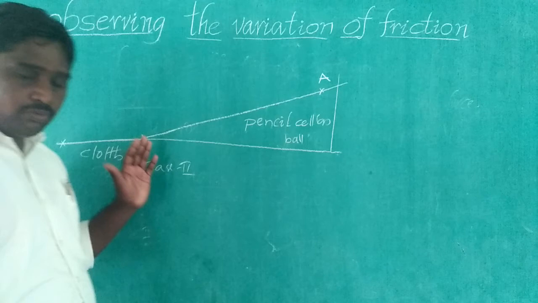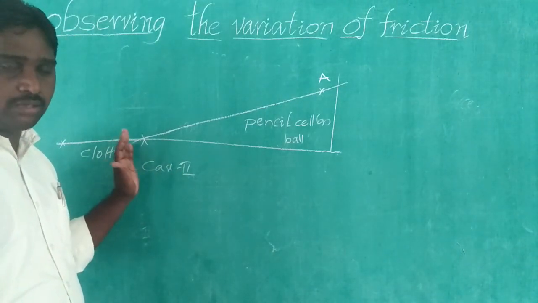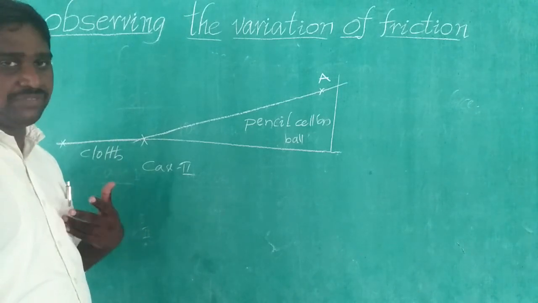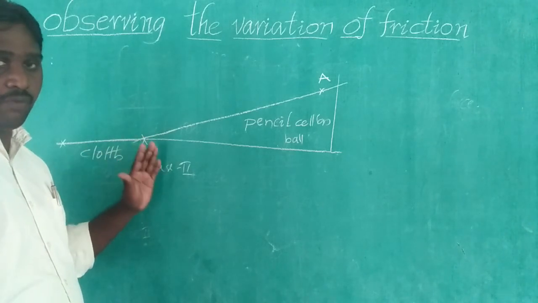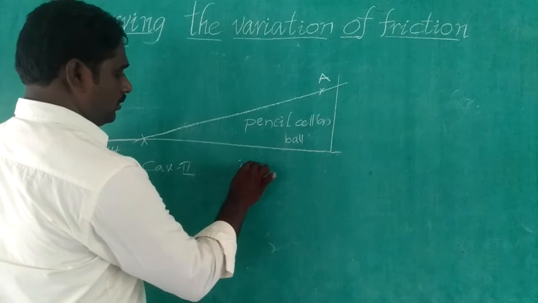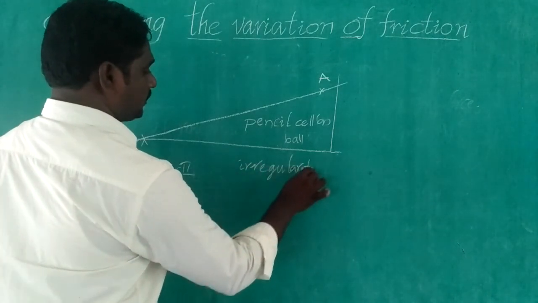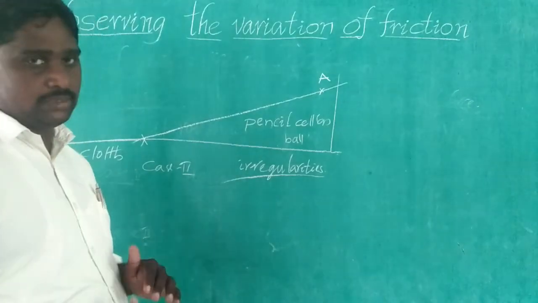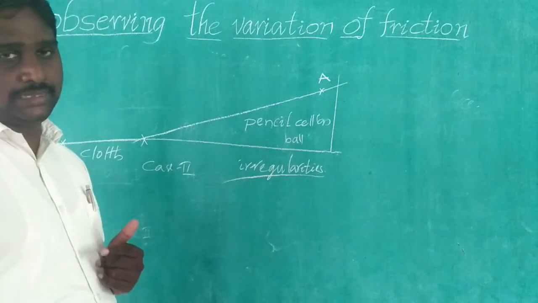Okay, we will look at many surfaces. All surfaces appear to be plane surfaces. Many of the surfaces are plane, but they have a number of irregularities. Irregularities means ups and downs. They are present on plane surfaces.